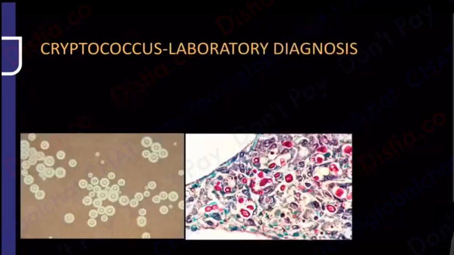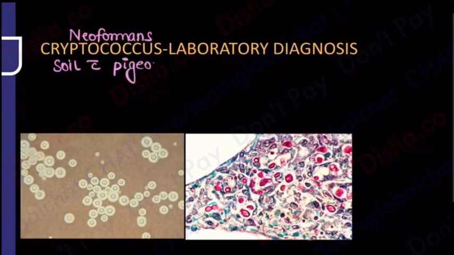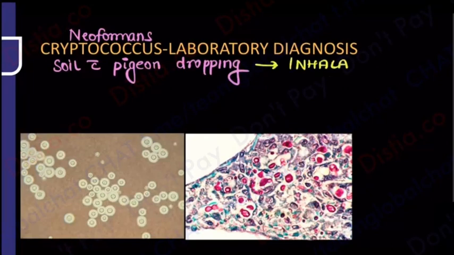Having said that, when I say Cryptococcus, by default I am talking about Cryptococcus neoformans. That means I'm going to talk about the soil with what? The tree or the pigeon droppings? I'm talking about the soil with the pigeon droppings, which also means it is going to reach us by a mechanism of inhalation, which means it's going to come into the lungs.